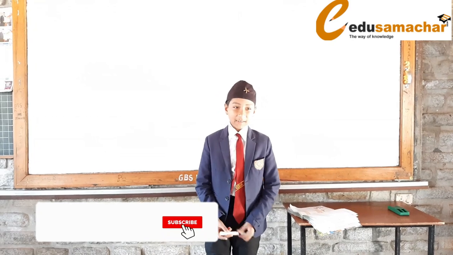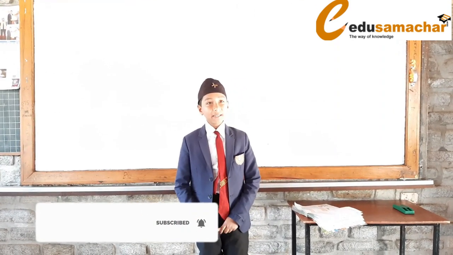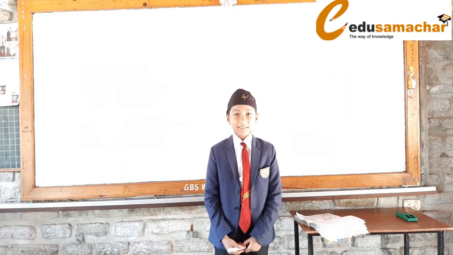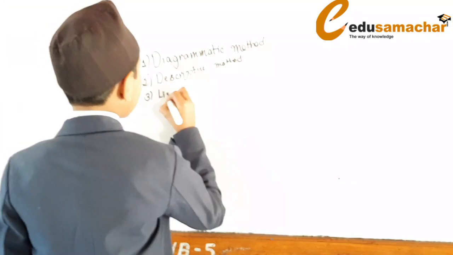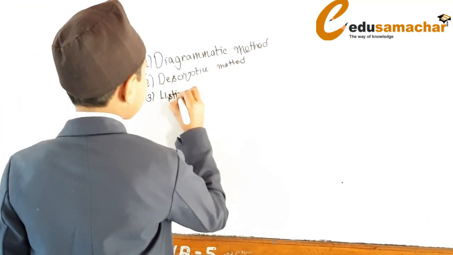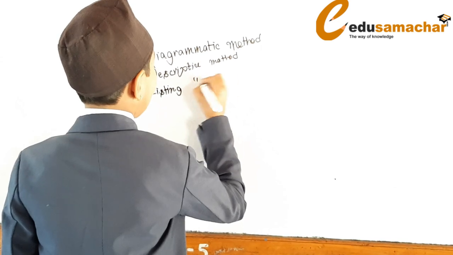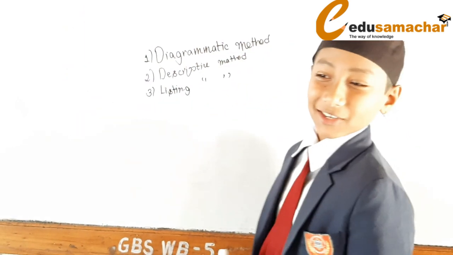Set is a collection of well-defined objects. There are three methods of writing sets. They are... let's talk about the diagrammatic method first.